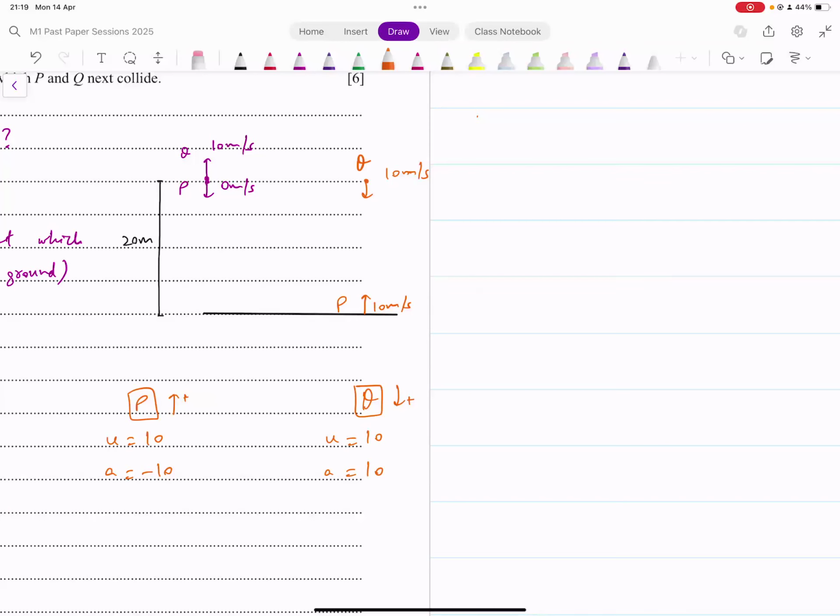Now, at some point, they collide again. Let's call that point something. Let's say this point is X.